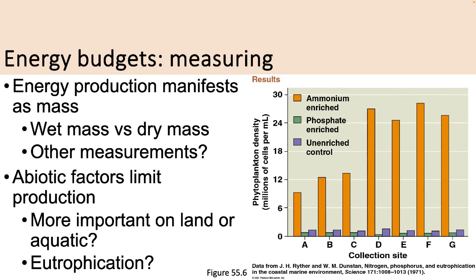So how do we limit this stuff? It's all abiotic factors that limit productivity, namely because that's going to help control whether or not we're going to have the nutrients necessary for production and productivity. This tends to be a bigger issue if you live in the water because nutrients are harder to come by.